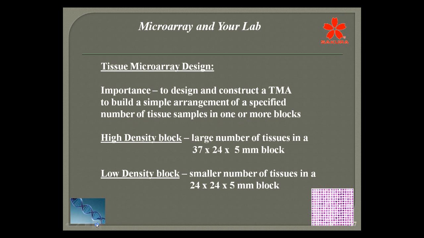Now, the tissue microarray design, its importance is to design and construct a TMA to build a simple arrangement of a specified number of tissue samples in one or more blocks. You have two types of blocks: high density, that has a large number of tissues in a 37 by 24 by 5 millimeter block. A low density is a smaller number of tissues, and that would be a 24 by 24 by 5 millimeter block.